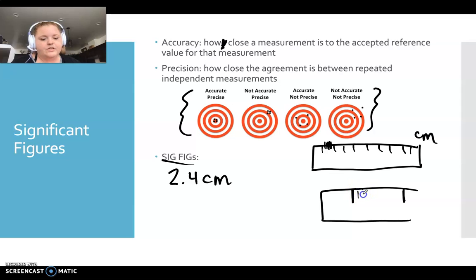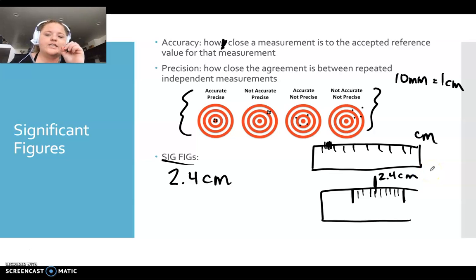So there'd be 1, 2, 3, 4, 5, 6, 7, 8, 9, and then 10, right? Because there's 10 millimeters in 1 centimeter. And if I say something is 2.4 centimeters, say I'm looking right here. I'm saying that this is 2.4 centimeters.